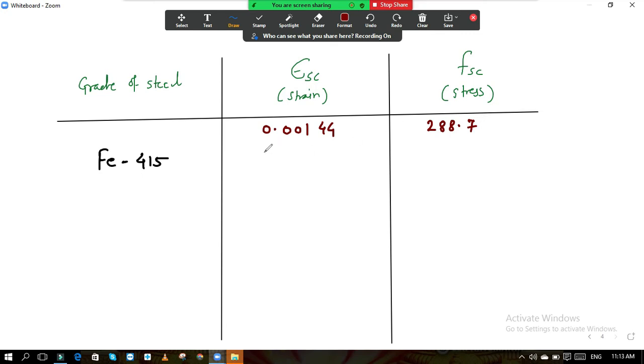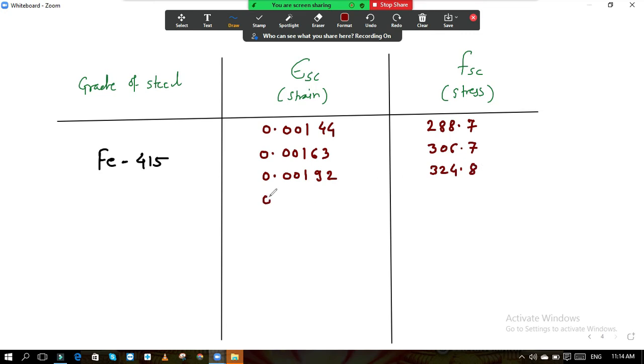Second, when the strain is 0.00163, the value is 306.7. Then third, when the strain is 0.00192, the value is 324.8.